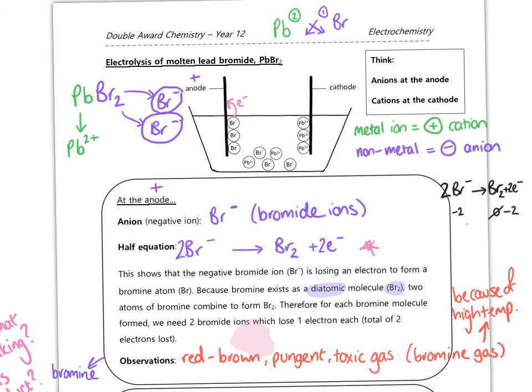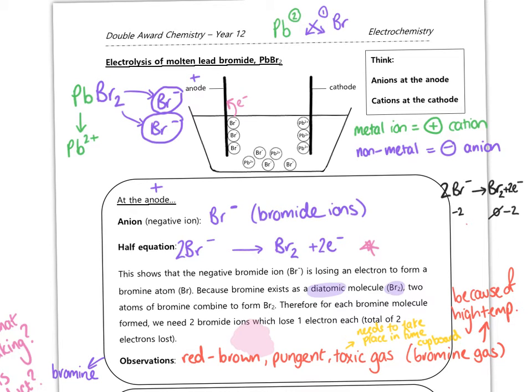The fact that it's toxic means that we have to carry this out in a fume cupboard if we were to do it in the lab. So you may get asked a question, and there's questions at the end of this topic that ask you, why is this electrolysis carried out in a fume cupboard? And it's because bromine is a toxic gas. So you may want to add that to your notes, because that is a possible question. So in a fume cupboard, the exhaust gases will be taken away and will be treated before being released, so that you're not breathing them in.